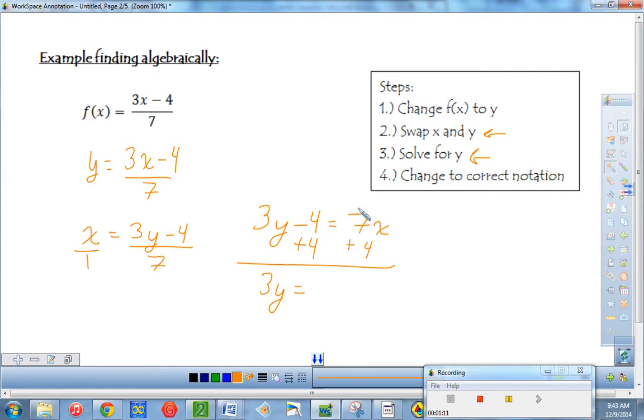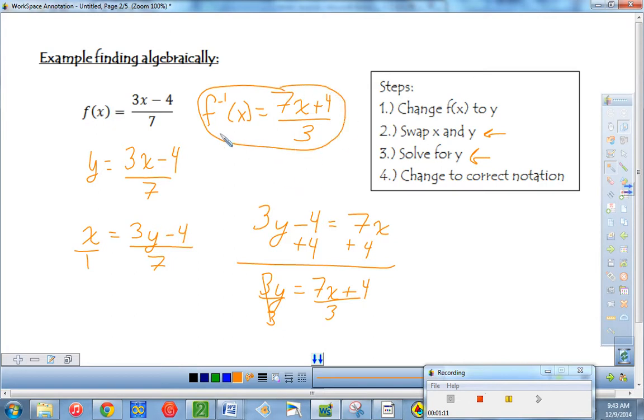3y equals, and you write this just how you would say it, 7x plus 4, and then we divide everything by 3, and instead of y, we say f to the -1 of x. That means f inverse. That's how you read that, is (7x plus 4) over 3. This is your inverse function. Okay? So this guy is f inverse. Ooh, we should call it finverse.